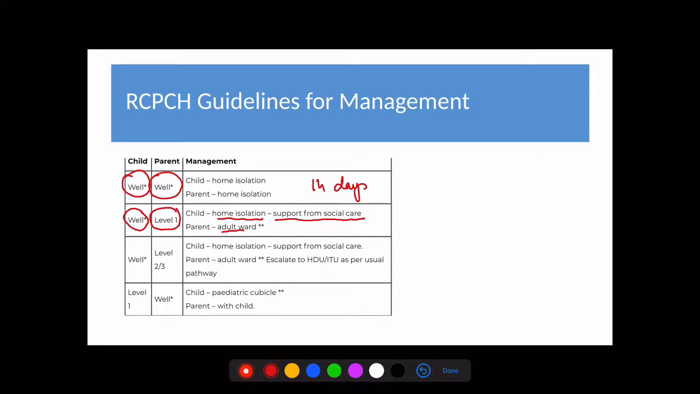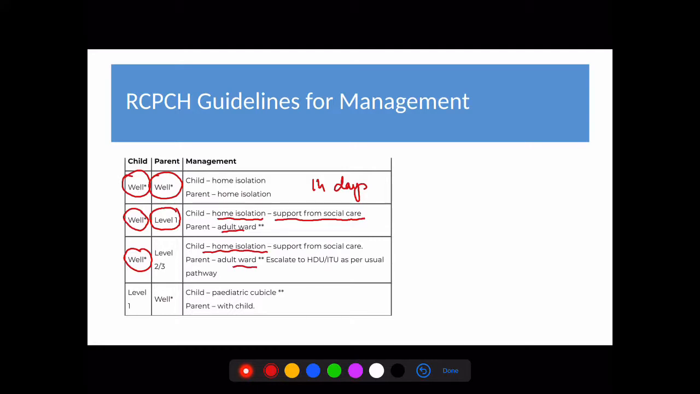look after the child. If the child is well, but the parent needs high dependency care, he's in the ITU or in the intensive care, then again the child goes home for home isolation and support from social care, while the parents stay in the ward, and again they would be treated as per the local ITU or ICU policies.